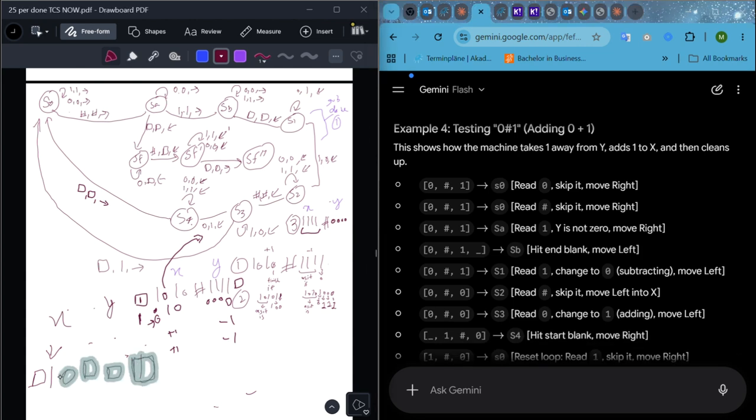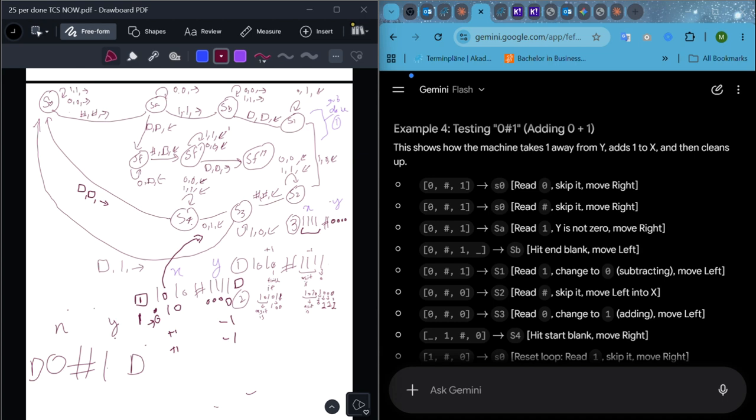Now let's try doing another example question to understand how this machine is working. We can look at the question 0 hash 1. It's a simple question. First of all, our S0 keeps reading zeros, keeps reading 1, and its job is to just take us to the first digit of Y.